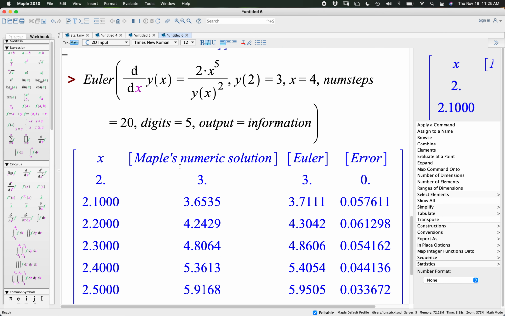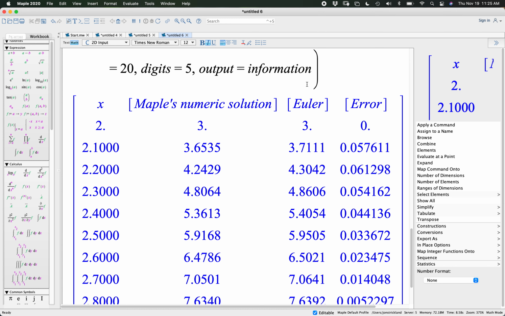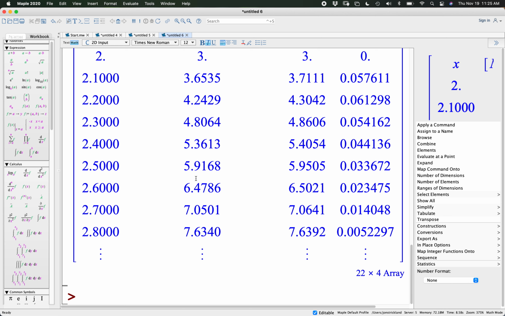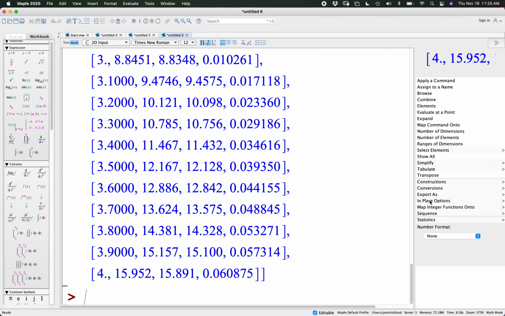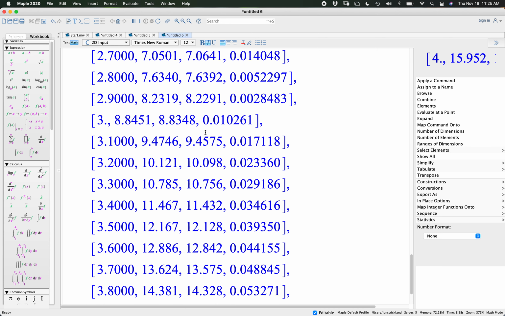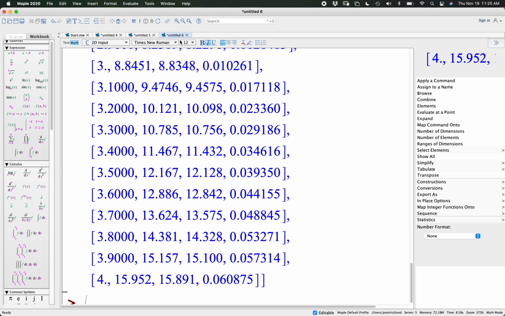Okay. All right. So we got Euler. Okay, we have 2x to the 5th over y of x squared, and you have y of 2 is equal to 3, going out to x is equal to 4. So your step size again is 0.1. Number of steps is 20, and we're looking at the progression going out to x is equal to 4. Okay, notice we have going only out to 2.8, but I can just click on show all, so getting it down to 4.